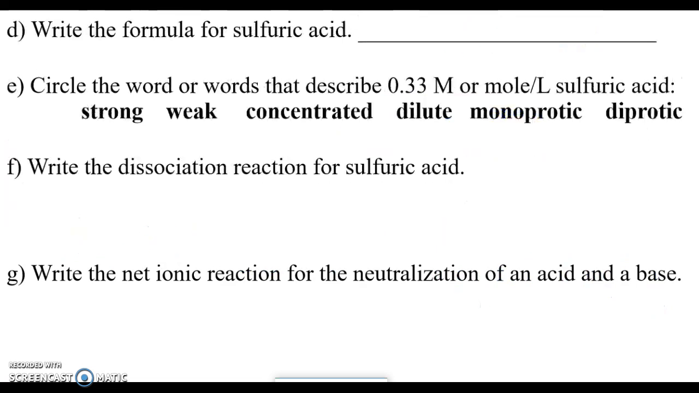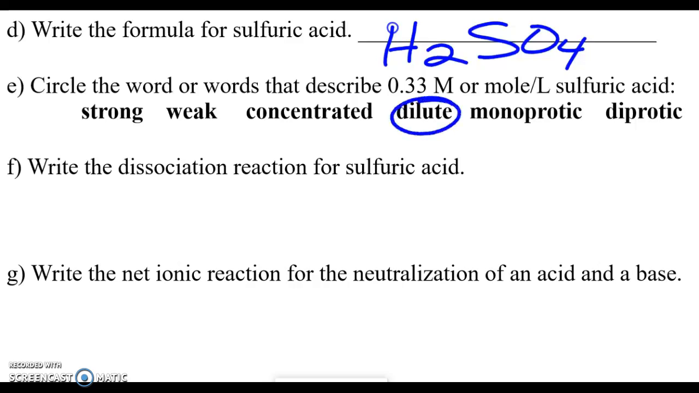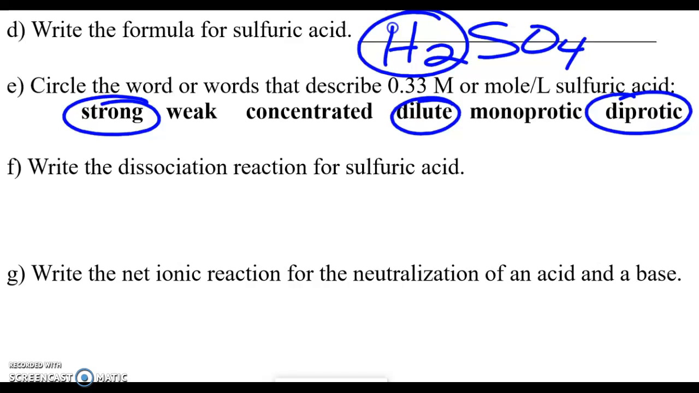Write the formula for sulfuric acid. Hopefully you'll start to learn this as time goes on, but if not, it is on your cover. H2SO4. Circle the word or words that best describe 0.3 molar sulfuric acid. Well, its molarity is less than 1, so it is dilute. Sulfuric acid has 2 hydrogen ions in it, so this is called diprotic. And it is one of the strong acids on the strong acid list.